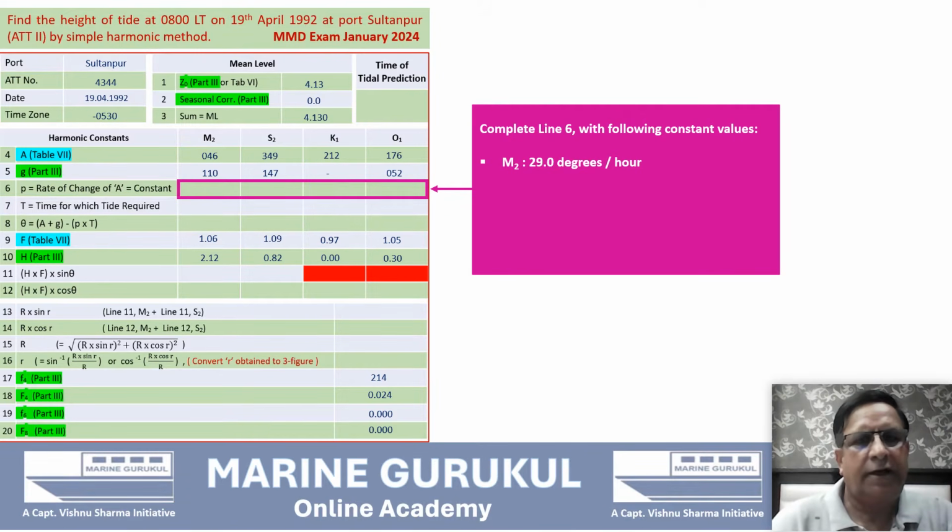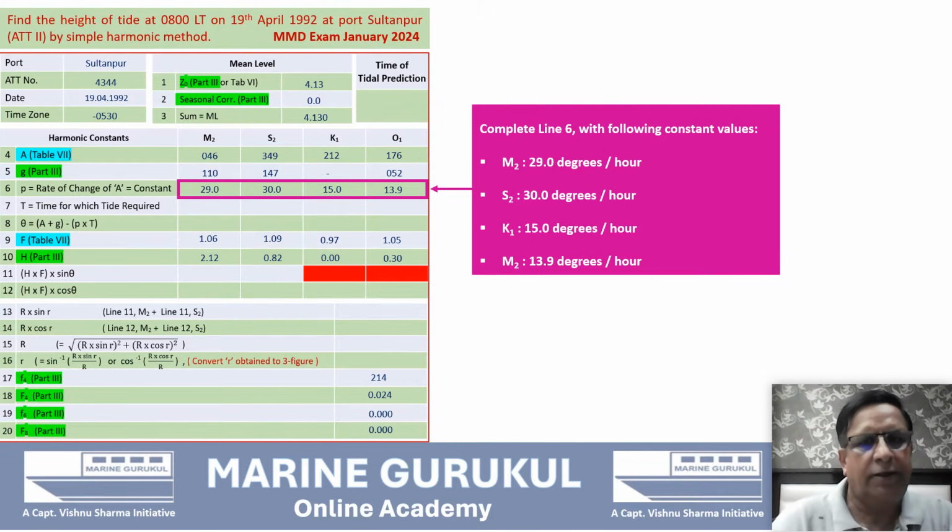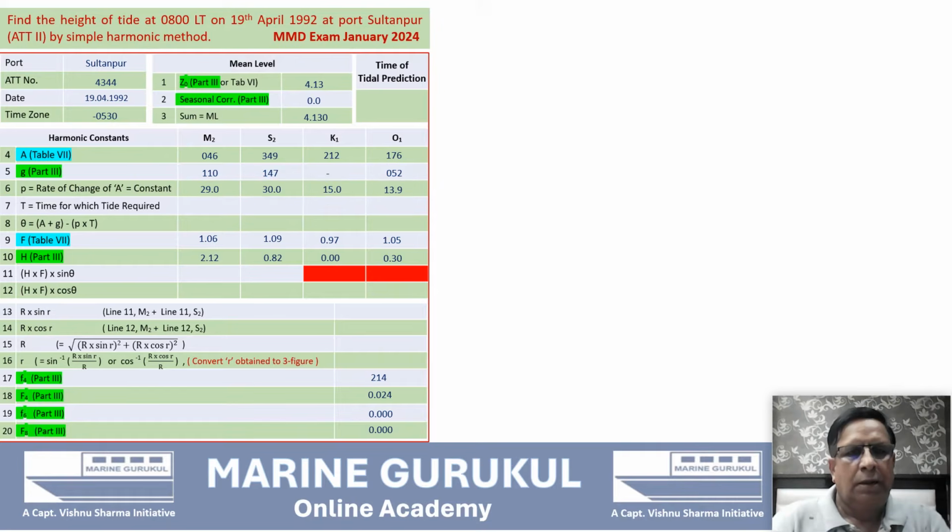For M2, the rate will every time be taken as 29.0. For S2, we'll take 30.0. For K1, we'll take 15.0. And for O1, we'll take 13.9 degrees per hour. So these values every time will remain constant. So you can remember these values, recall these values, and complete line 6 of the template.